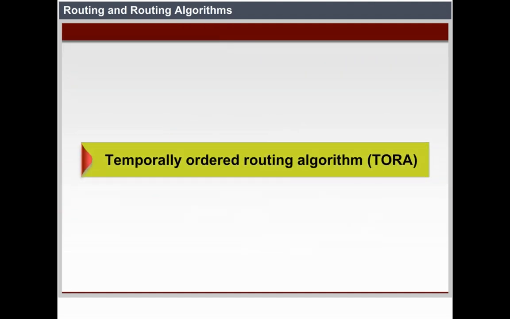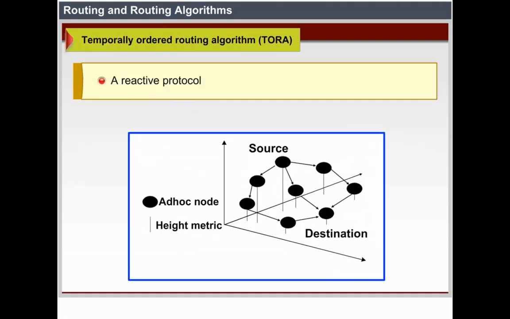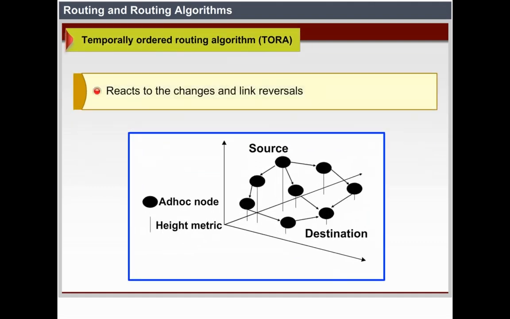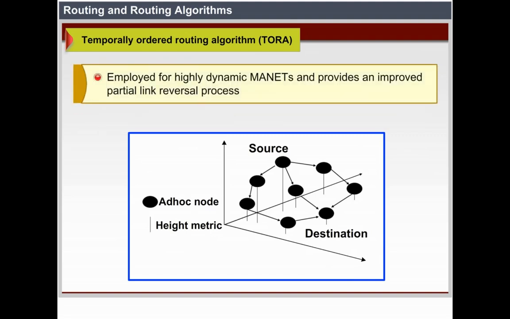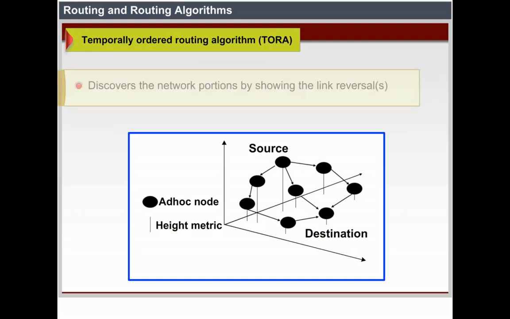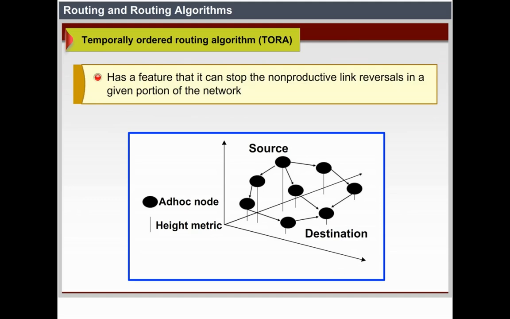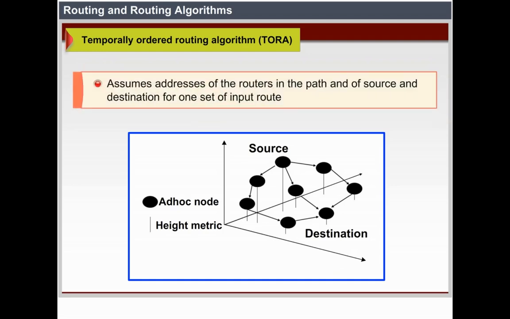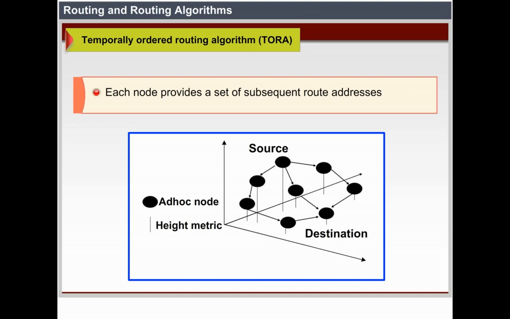Temporally Ordered Routing Algorithm, TORA, a reactive protocol, reacts to the changes and link reversals. It is employed for highly dynamic MANETs and provides an improved partial link reversal process. It discovers the network portions showing the link reversals. It has a feature that it stops the non-productive link reversals in a given portion of the network. It assumes addresses of the routers in the path and of source and destination for one set of input route. Each node provides only one set of subsequent route addresses.